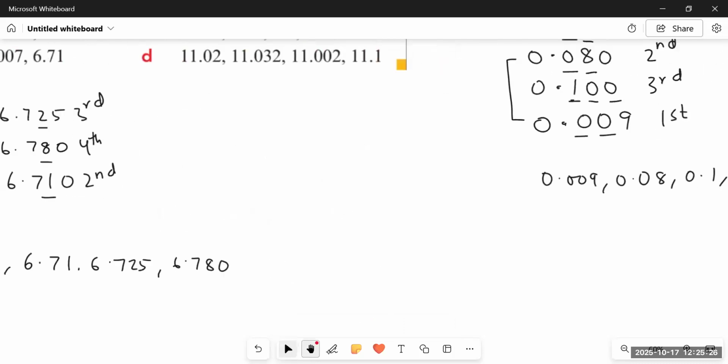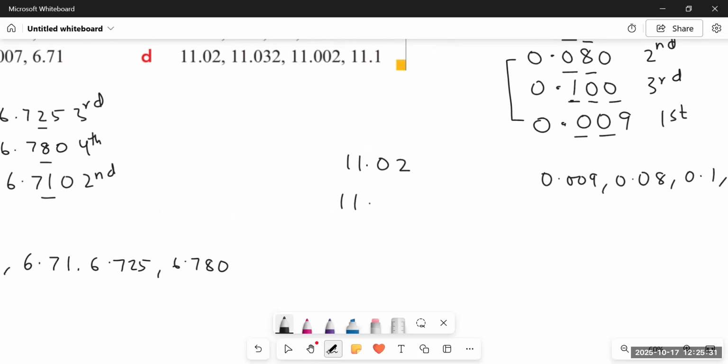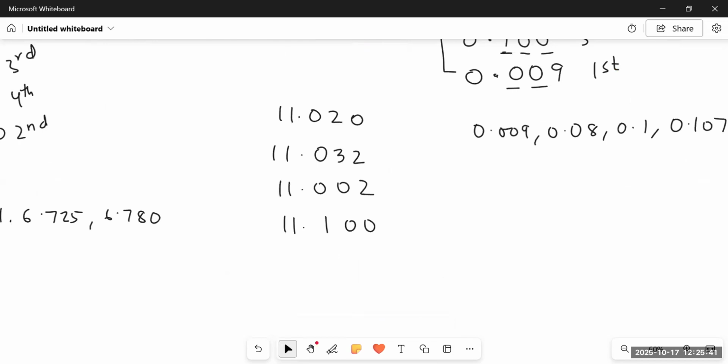And next, in the last part, we have 11.02, 11.032, 11.002, and 11.1. So we'll put 2 zeros over here and here a 0, and then we will compare them. All of these numbers are 11 point something. So these three would be smaller, and this one, here we have 1, so it would become the fourth one.